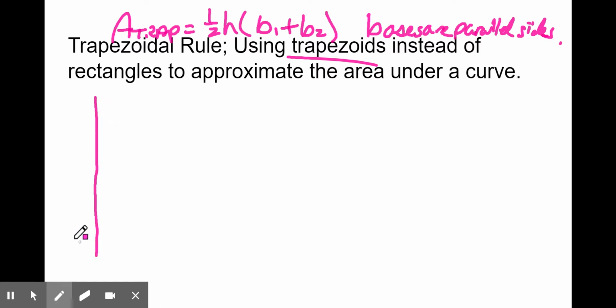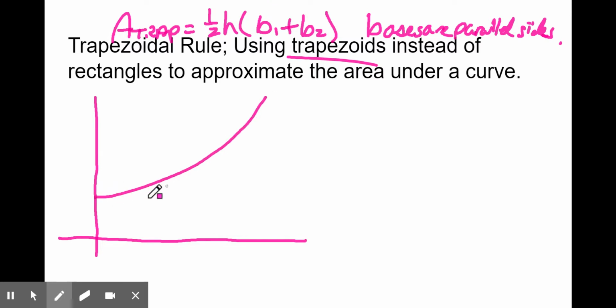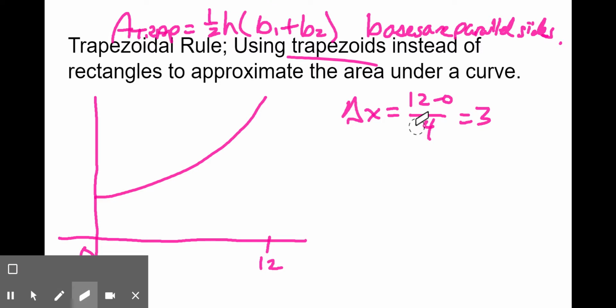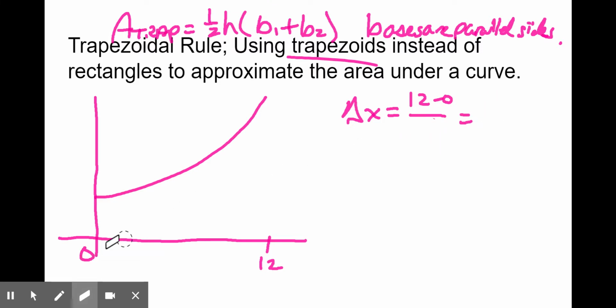Okay, so for example, let's say I had this curve here. All right, we'll start from 0. We'll stop at 12. We'll say delta x will be 12 minus 0 over, let's say, 4. So we'll make only 3 of them. Oh, no, let's do it the other way. Let's do 3. Then we can go in 4 units. 12 over 3 is 4. Okay, so we got 4, we got 8, we got 12.